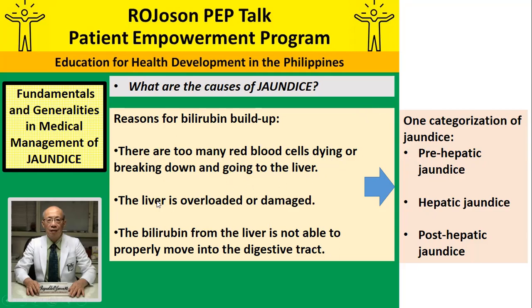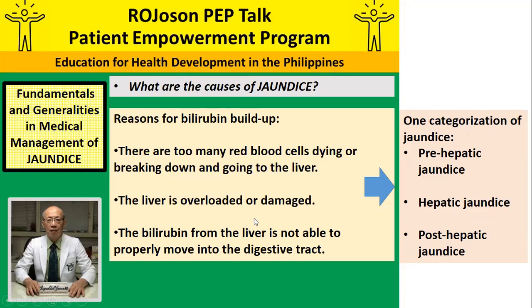Then the other reason is the liver is overloaded, especially when the liver is damaged also. Okay, so the bilirubin is overloaded in the liver. That's why it's called hepatic jaundice, at the level of the liver. Okay, so the cause in prehepatic is before it goes into the liver stage of liver breakdown.